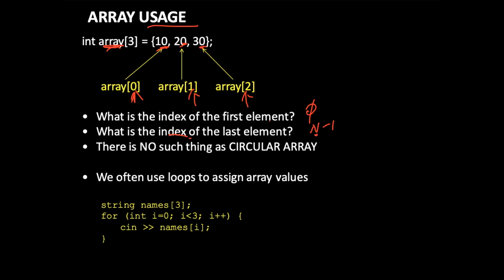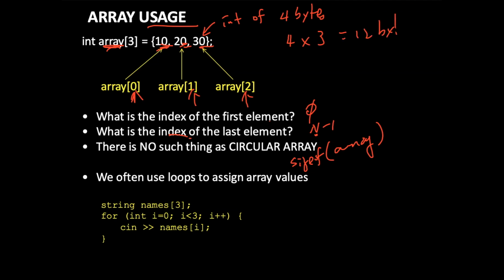Or sometimes, you can dynamically use sizeof on the array. So sizeof array gives you the total size of the array. If the array only has 3 elements, and each of these is an integer, and an integer is 4 bytes, then the total number of bytes is 4 times 3, because there are 3 elements, which is 12 bytes. So literally this will give you 12 bytes.